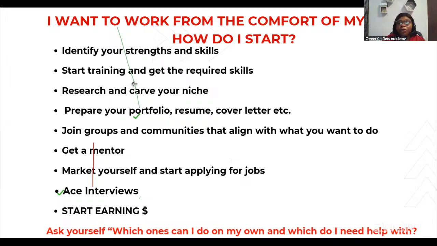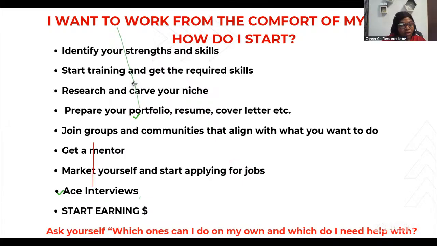So join groups, join communities. If you're a graphic designer, join graphic design groups on Facebook, join graphic design groups on LinkedIn. So even when new tools are coming out, you are seeing it on the platform. When new things are coming out, you are seeing it. So that you will not remain in the past while your peers are moving forward. You are still using the same design tools of 2001, right? So join platforms where you are kept updated.